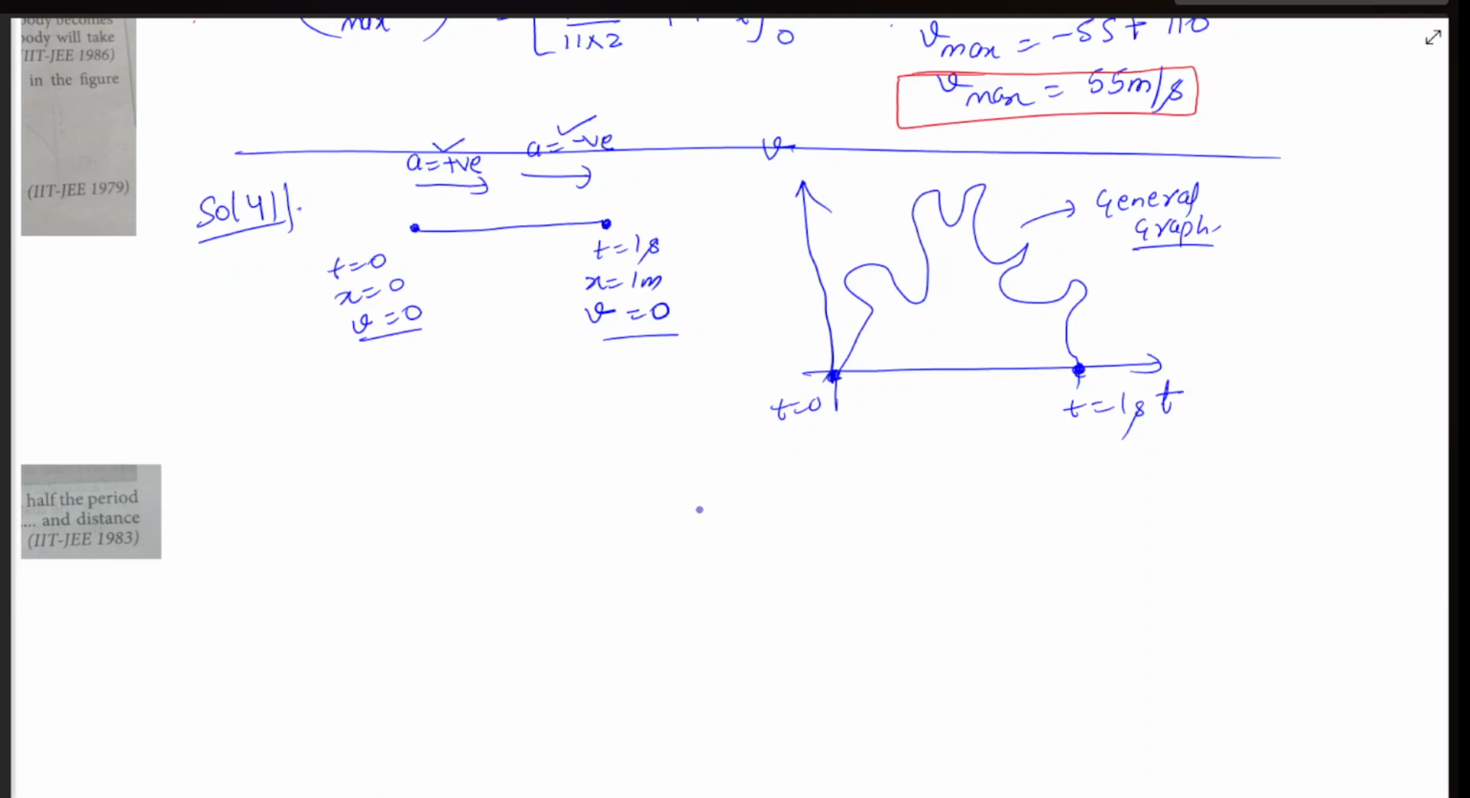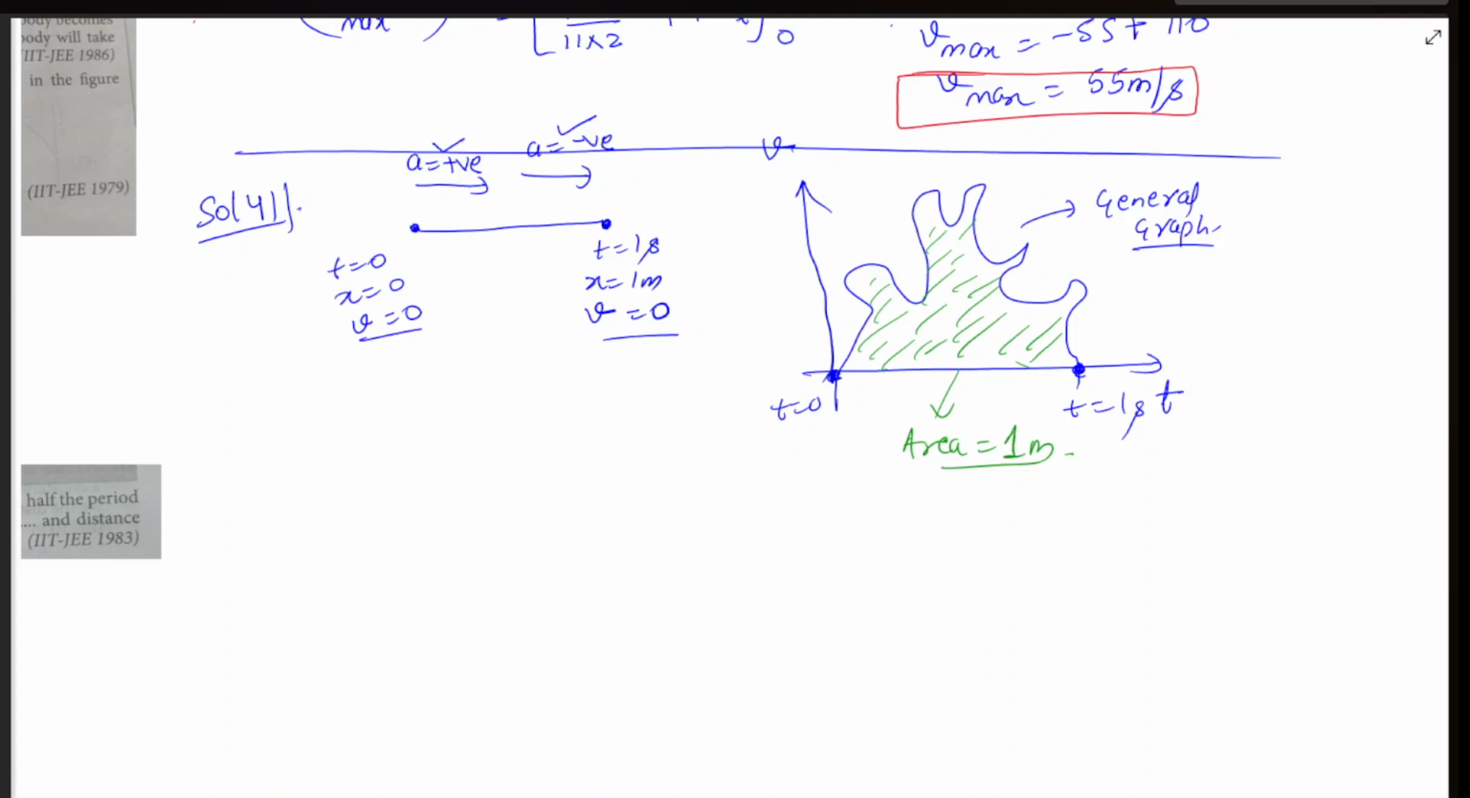Next, another thing to mention here is the particle has moved 1 meter. So the particle displacement is 1 meter, and we know that the area under the VT graph is equal to displacement, so it should be equal to 1 meter. Is there any issue with that? Perfect. Next, so this is the VT graph.